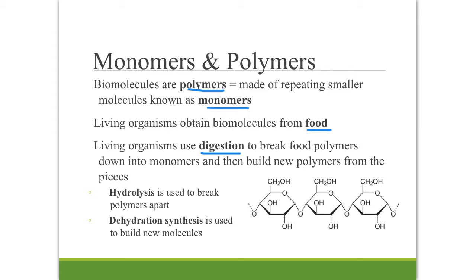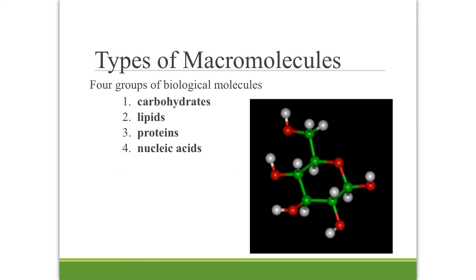There are two main processes that are used over and over again in this flow chart of taking big polymers and breaking them down and building new polymers. Hydrolysis is how we break these polymers apart inside cells, and then dehydration synthesis is how things are put together to build new molecules. And water is very important in both of those processes, which is why water is something that is essential for life as we know it.